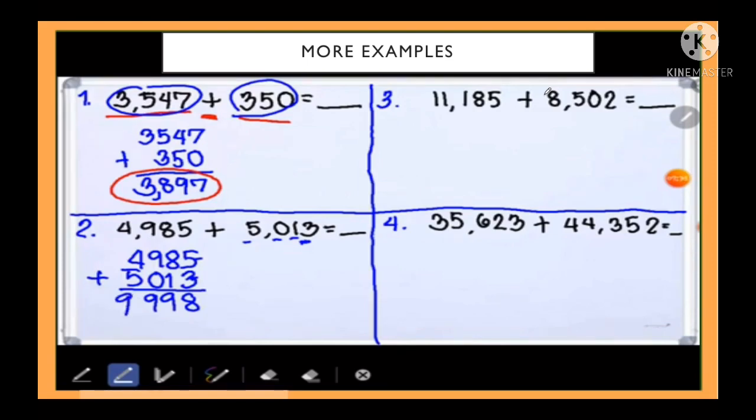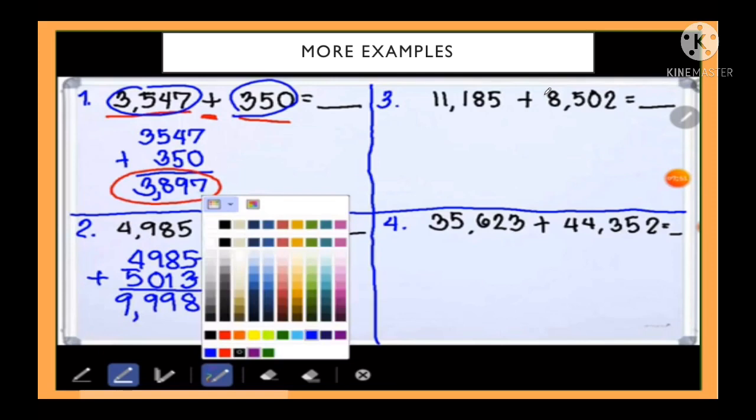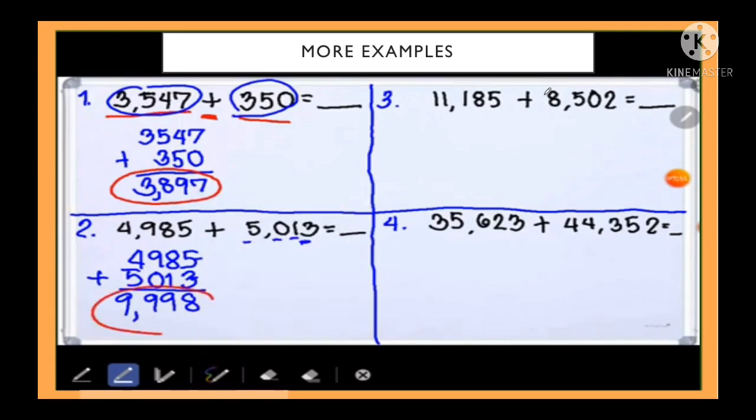And don't forget our comma. Very good. The comma here, it will separate the thousands place and the hundreds place. So therefore, this is now our answer. Easy. So, number 1 is checked. Number 2 is checked. Number 3. Let's do number 3. Now let us read first the numbers.